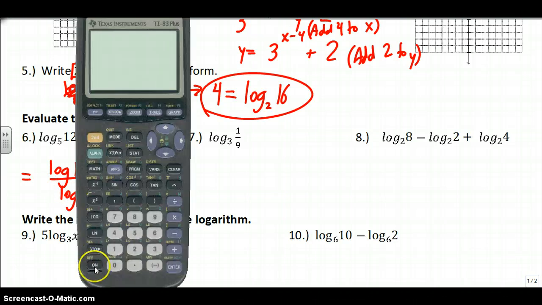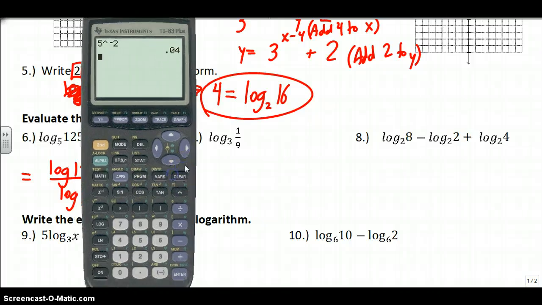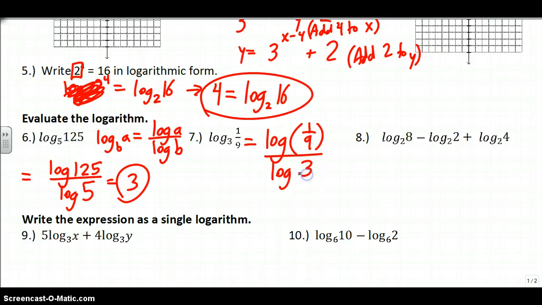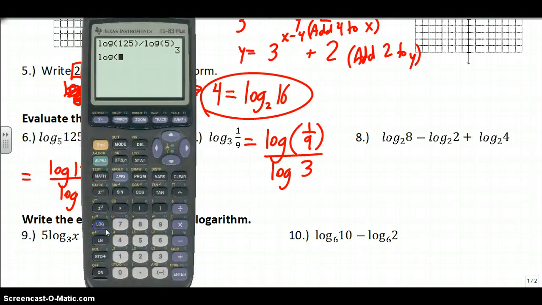And let me show you how to plug that in your calculator. Very simple here. You type log 125 divided by, and make sure you close parentheses there, divided by log of 5. And it's 3. Simple enough. Calculator work, if you ask me. All right. Number 7, basically same principle. Only this time you're going to take log of 1/9, and you're going to divide by log of 3. So let's try that out. Log of 1/9 divided by log 3. So we get -2.